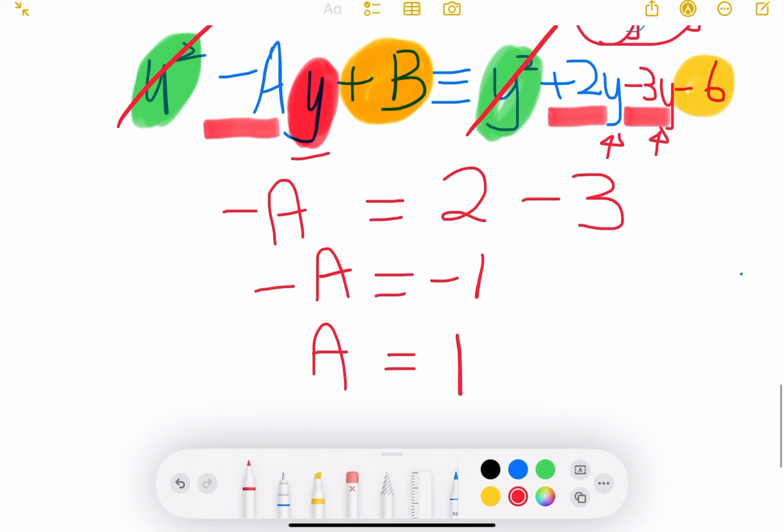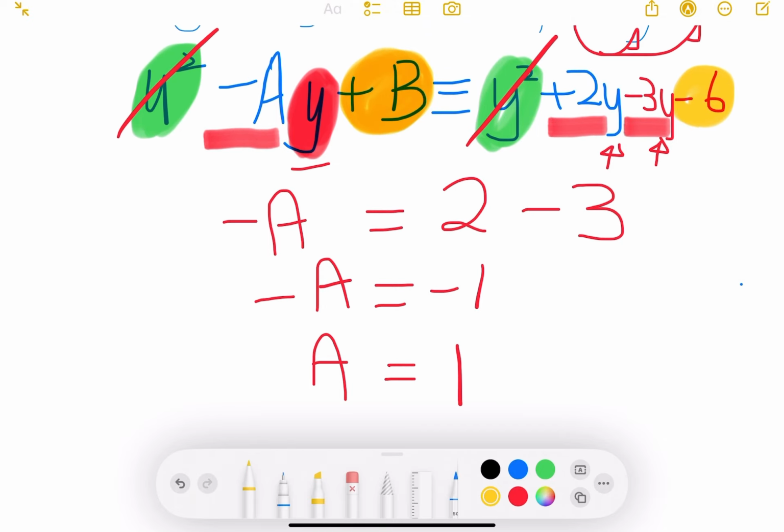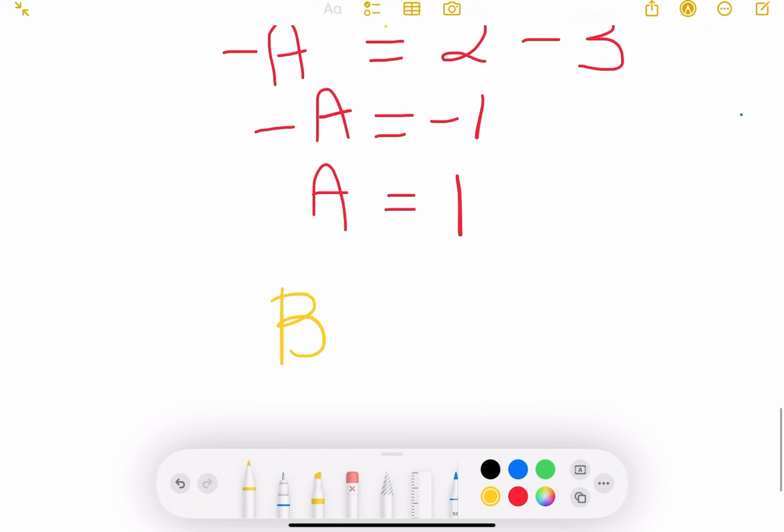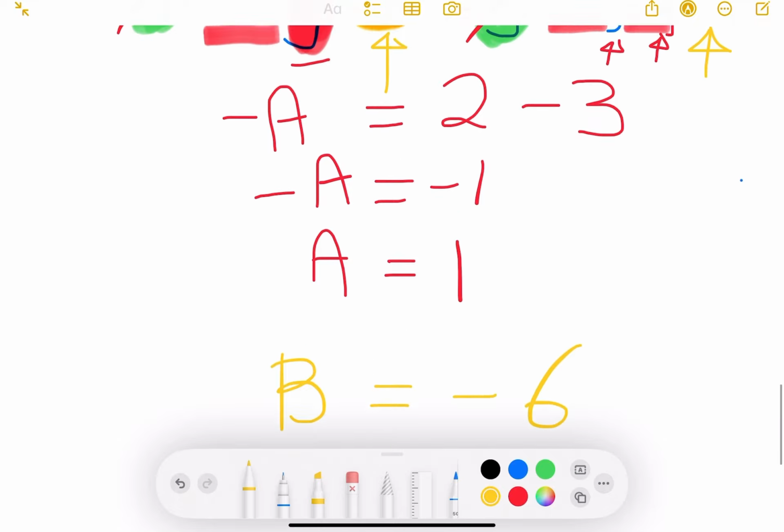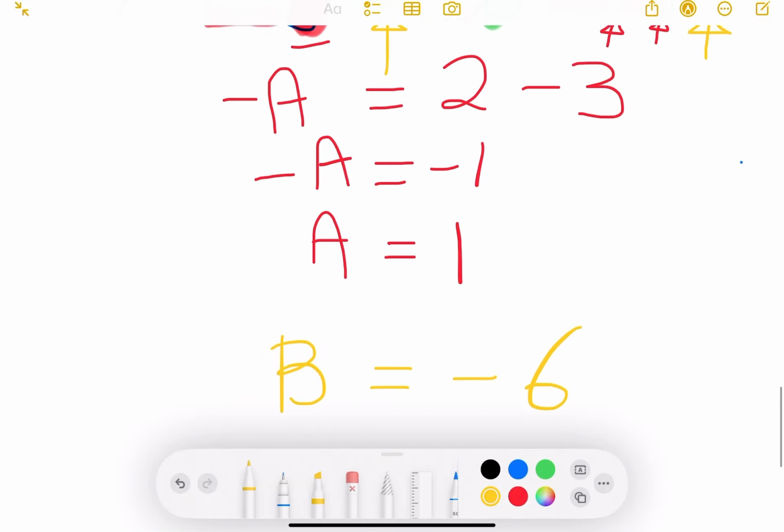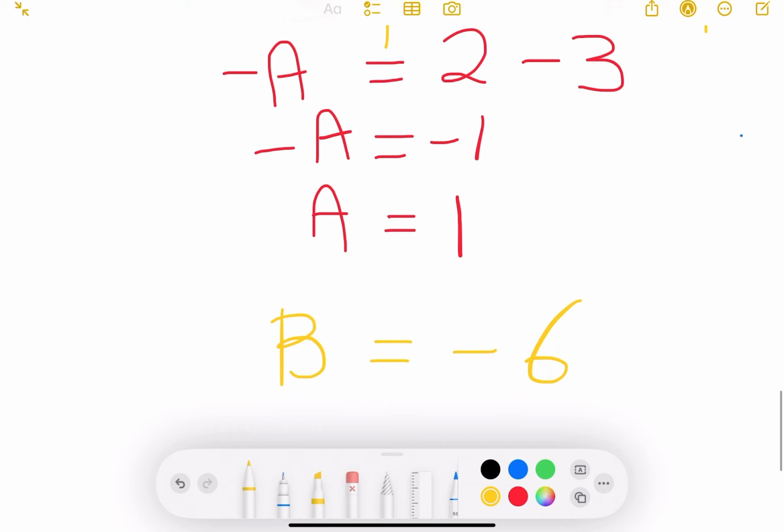And the next thing, compare the constants, the ones with no unknowns at all. On the left hand side we have b, and on the right hand side we have negative 6. It's already done, right? Nothing to do with it. b equals negative 6.